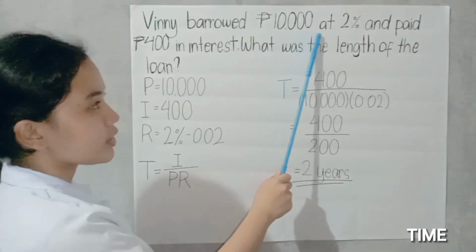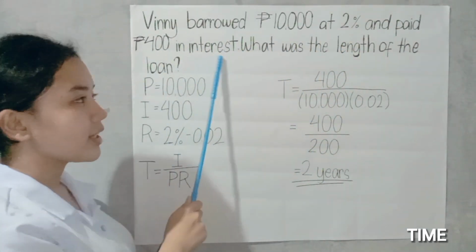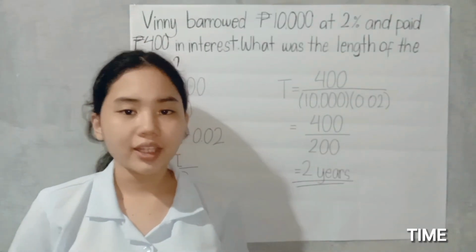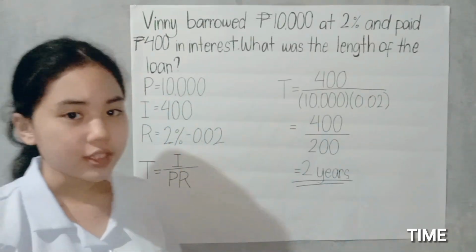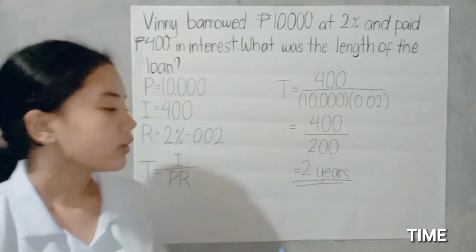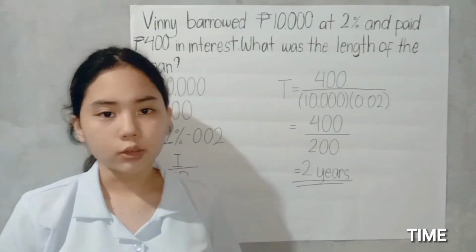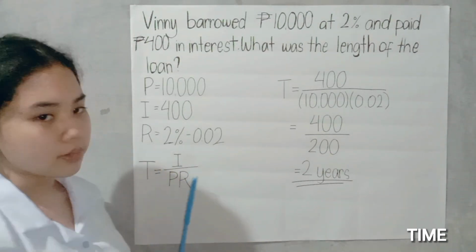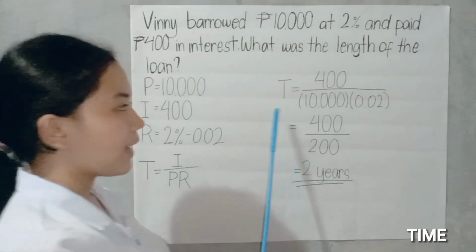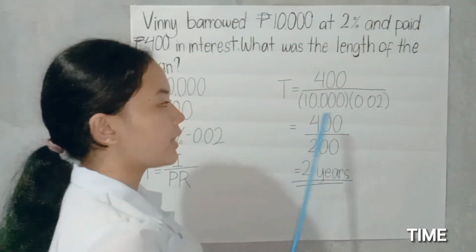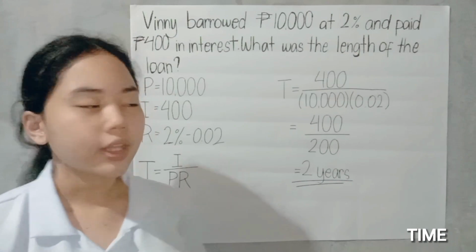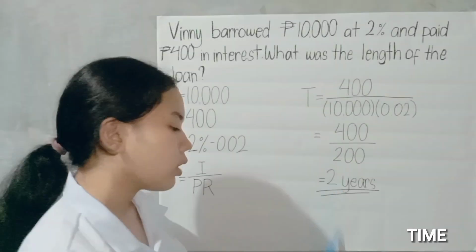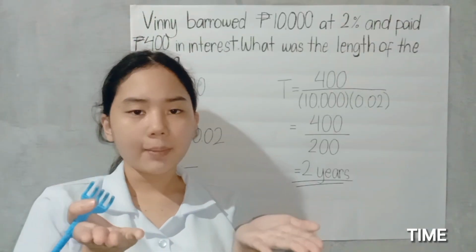Vinny borrowed 10,000 pesos at 2% and paid 400 pesos in interest. What was the length of the loan? For easier understanding, you can write the given first. Principal is 10,000, interest is 400, rate is 2% or 0.02. And of course, the formula would be time is equal to interest over principal times rate. Now substitute it. Time is equal to 400 over 10,000 times 0.02. Now multiply the 10,000 and the 0.02 and the answer would be 2. Now you can solve for time.